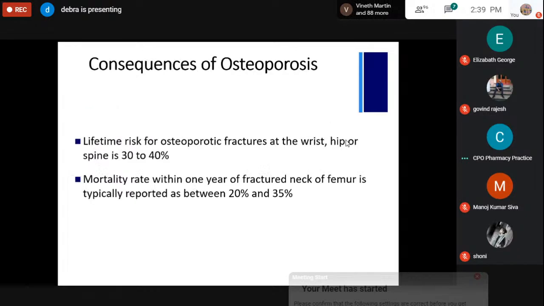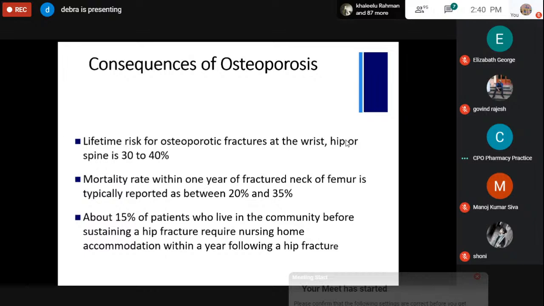The lifetime risk for osteoporotic fractures at the wrist, hip or spine is about 30 to 40%, and mortality within 1 year of a fractured neck of femur is typically reported as between 20 and 35%. So if you're an older person and you sustain a hip fracture, your mortality rate within 1 year is very high. One of the concerns is that it's not only the mortality rate that's very high, but also the morbidity, because a fractured neck of femur can lead to loss of function and then deconditioning, and that affects mobility and that person's ability to lead an independent life.